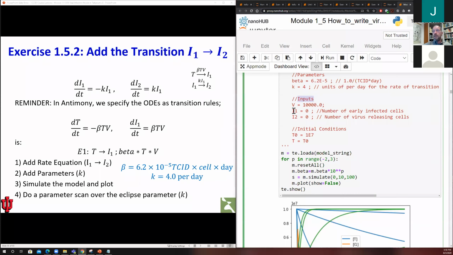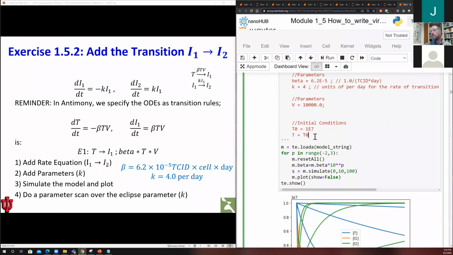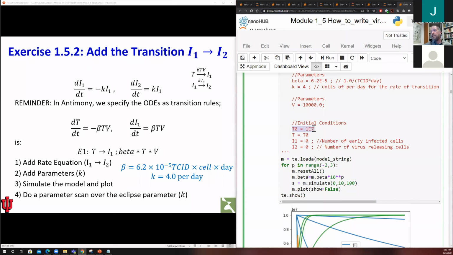I might have called this parameter values and this initial conditions here. But really, I would call this parameters, and I'd call this initial conditions, and then I'd move this down here. Actually, T0 is a parameter. I haven't done anything because these are just comments. There's nothing structurally different.